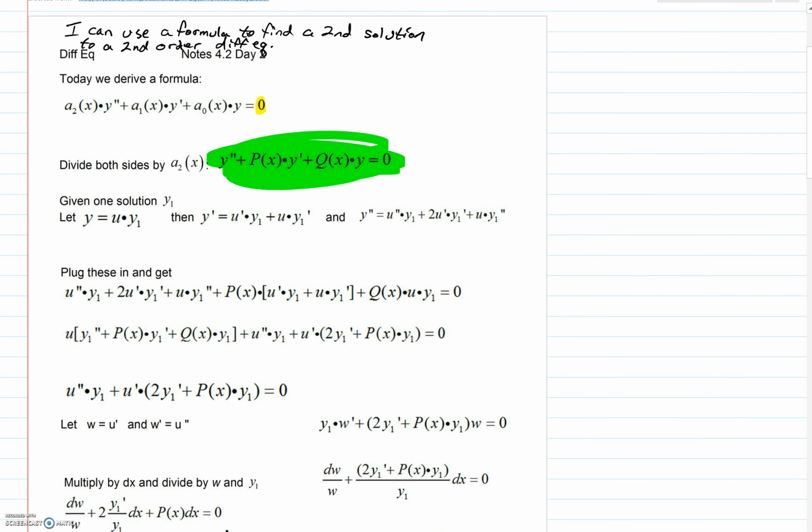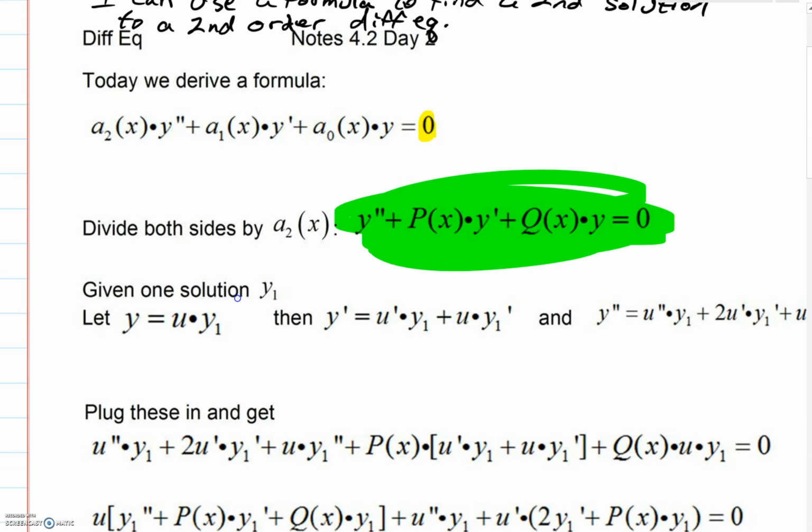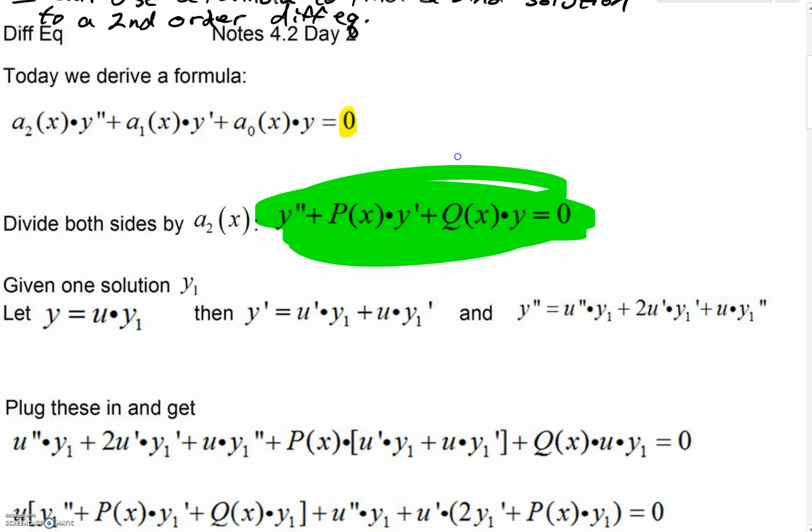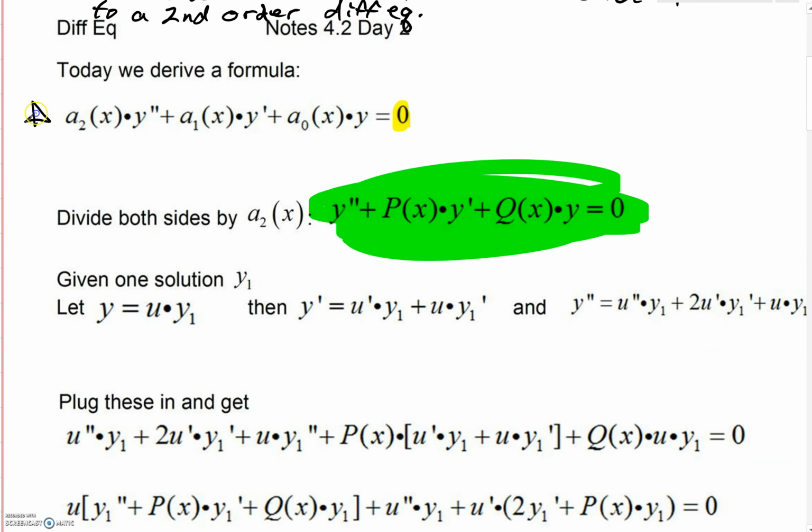So let's just go step by step. This lesson's a little bit different in the sense that we really are going to go ahead and derive it and prove it. So here's what we've got. We've got this starting point. We have this differential equation, second order. Very importantly, our right-hand side's equal to 0.